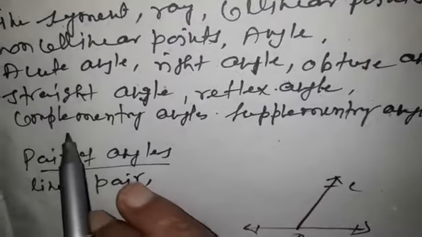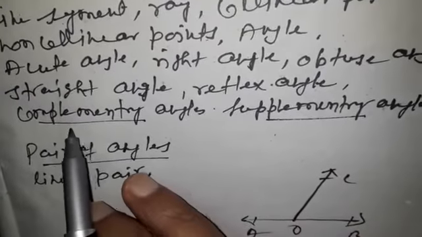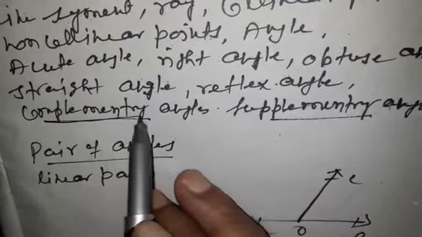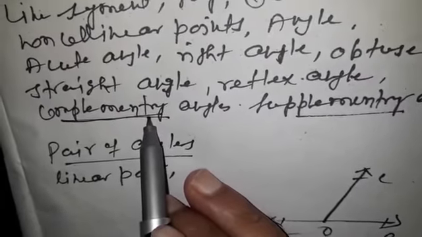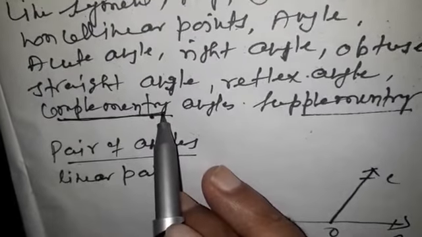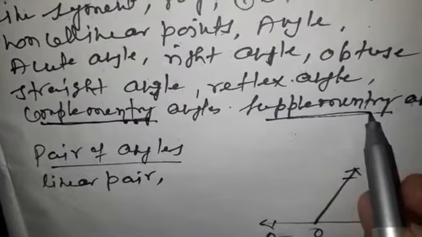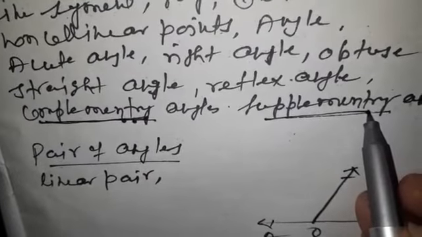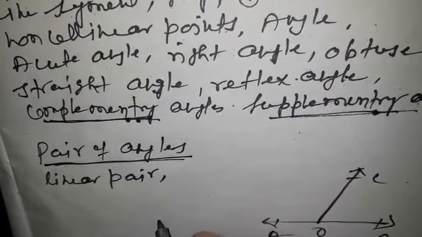Now we have to know complementary angles and supplementary angles. We have already learnt about it. If the sum of two angles is equal to 90 degrees, then they are called complementary angles. If the sum of two angles is 180 degrees, then they are called supplementary angles. Now we have to know pairs of angles.